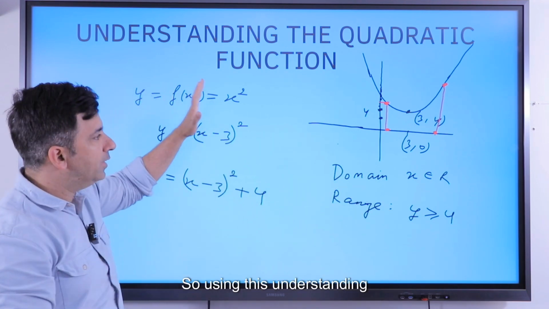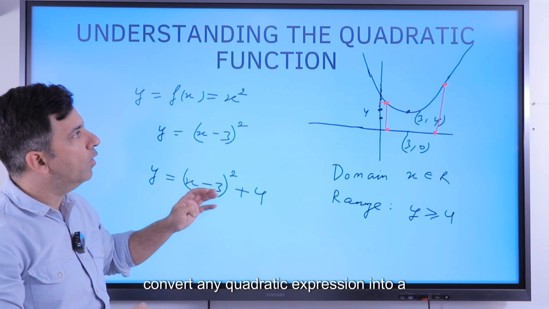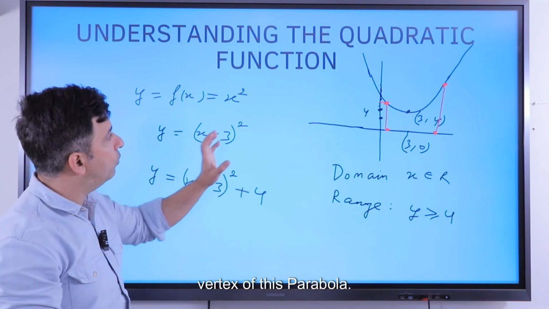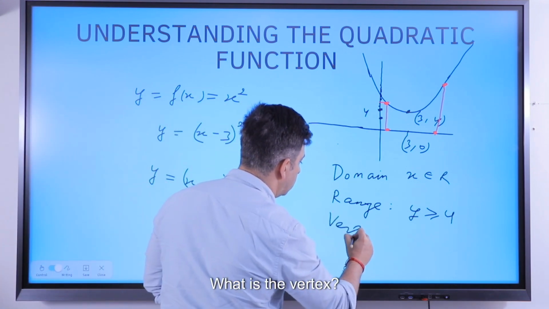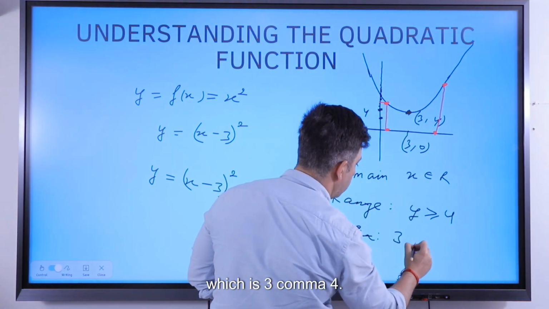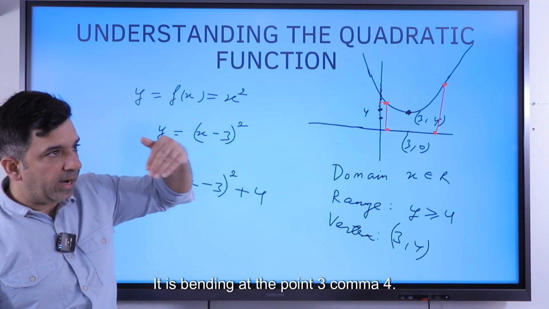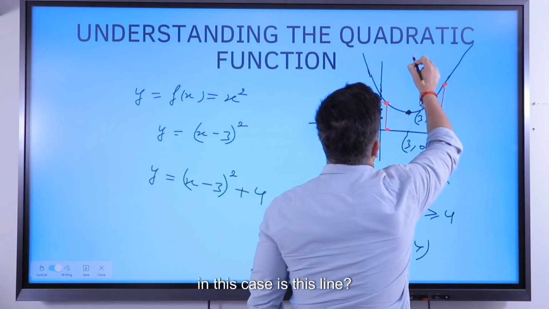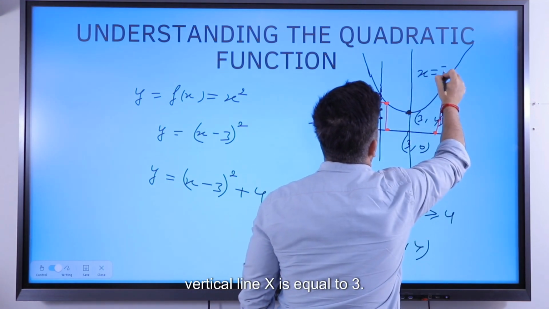Using this understanding, we are now capable of converting any quadratic expression into a standard form where we can interpret the vertex of this parabola. In this case, we can directly mention the vertex, which is the coordinate (3, 4). It is bending at the point (3, 4). And the axis of symmetry in this case is this line. What line is this? This is simply a vertical line, x = 3.